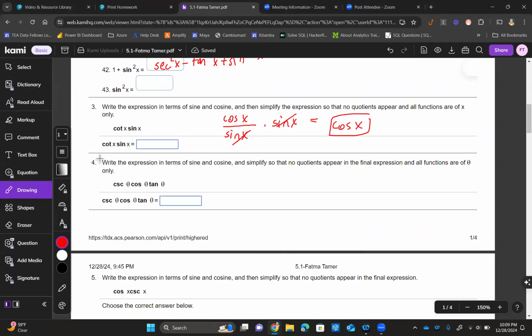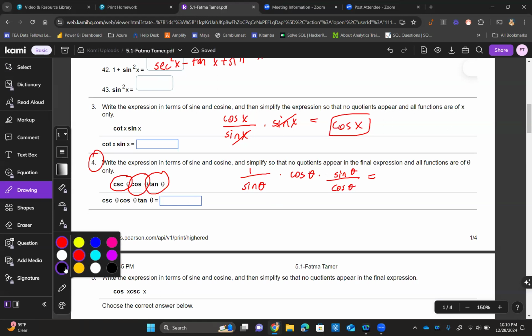Now we need to simplify question 4. And the problem we have is cosecant of theta times cosine of theta times tangent of theta. Whenever I have these questions, I like to write everything in terms of sine and cosine. So instead of cosecant of theta, I can write 1 over sine of theta times cosine of theta, because this is a main function. And instead of tangent of theta, I can write sine theta over cosine theta.